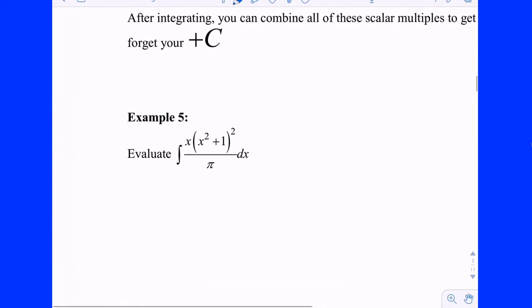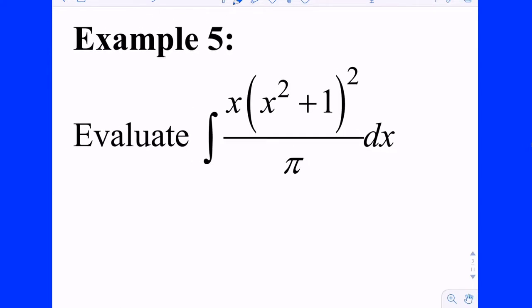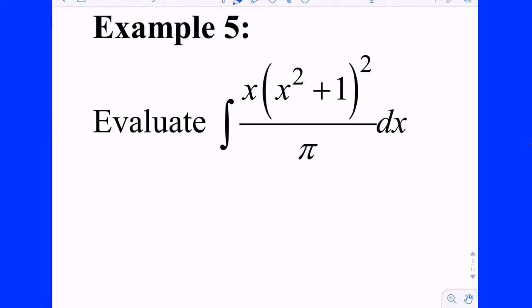All right, example 5. These all look familiar. Have we done these already? Or maybe I did them last year. I don't know. Yeah.